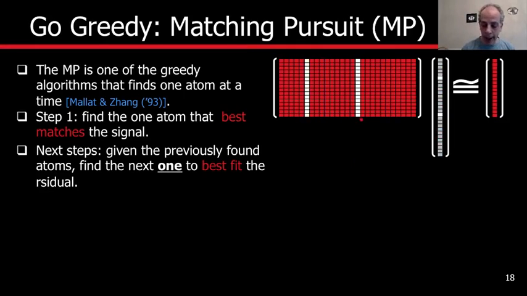Now please note, I kept the first one, and I'm now keeping the second one. Now I have a new error because I'm using two atoms. I have a new error, and I'm gonna pick the third one that basically approximates that error again. And every time, all you're doing is inner products to approximate those errors.